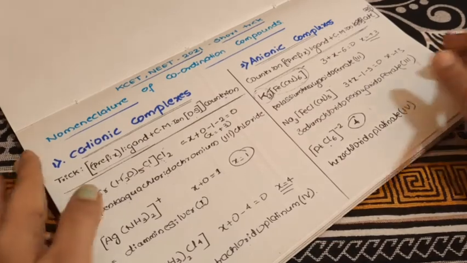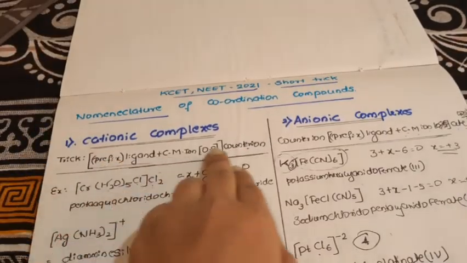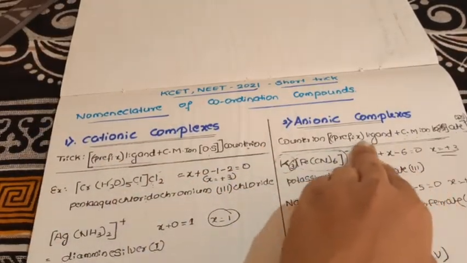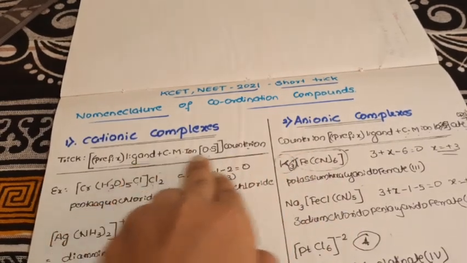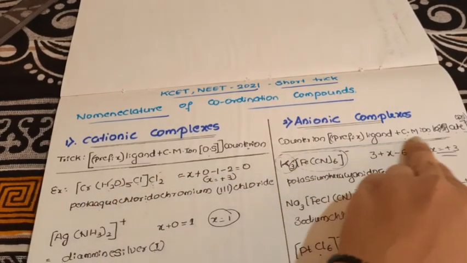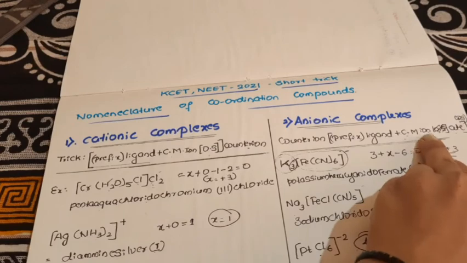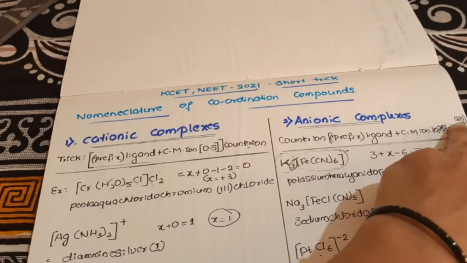So ultimately, what you need to remember is the trick to nomenclate the cationic and the anionic complex. Here the central metal ion ends with -ate, then the oxidation state.